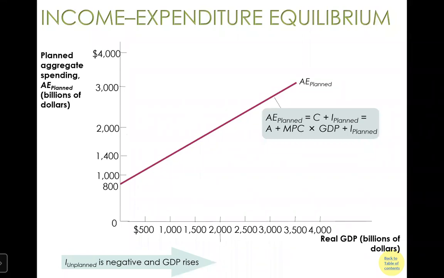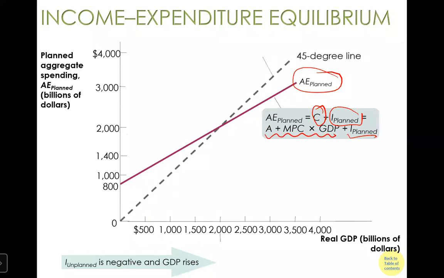So we start with this line, but where does this line come from? C plus planned I, okay? And C is equal to these two terms, right? And this I, okay? So we have this.